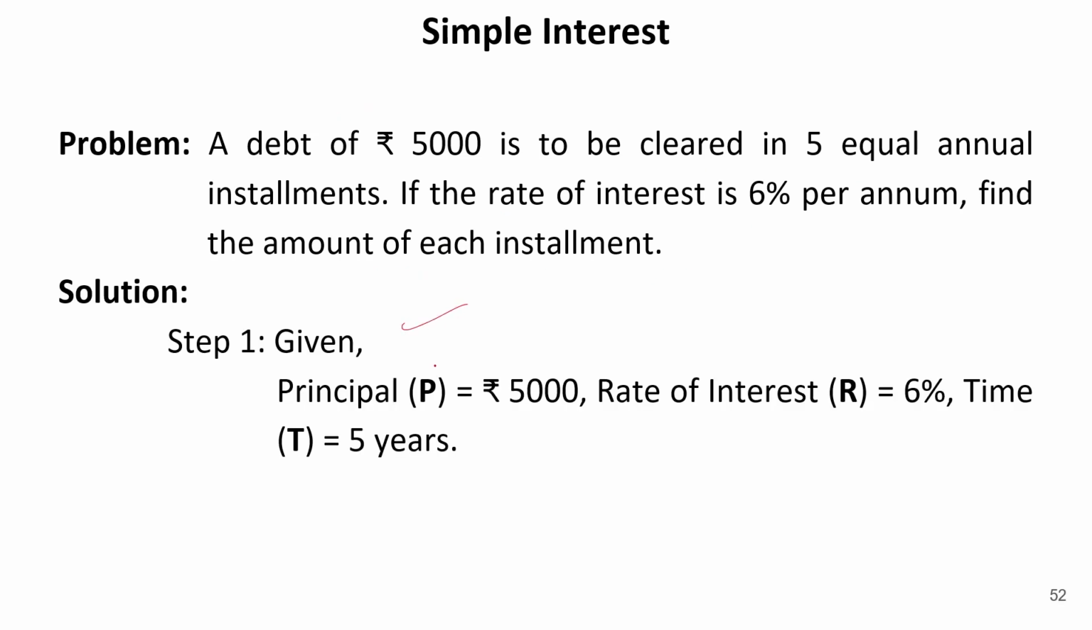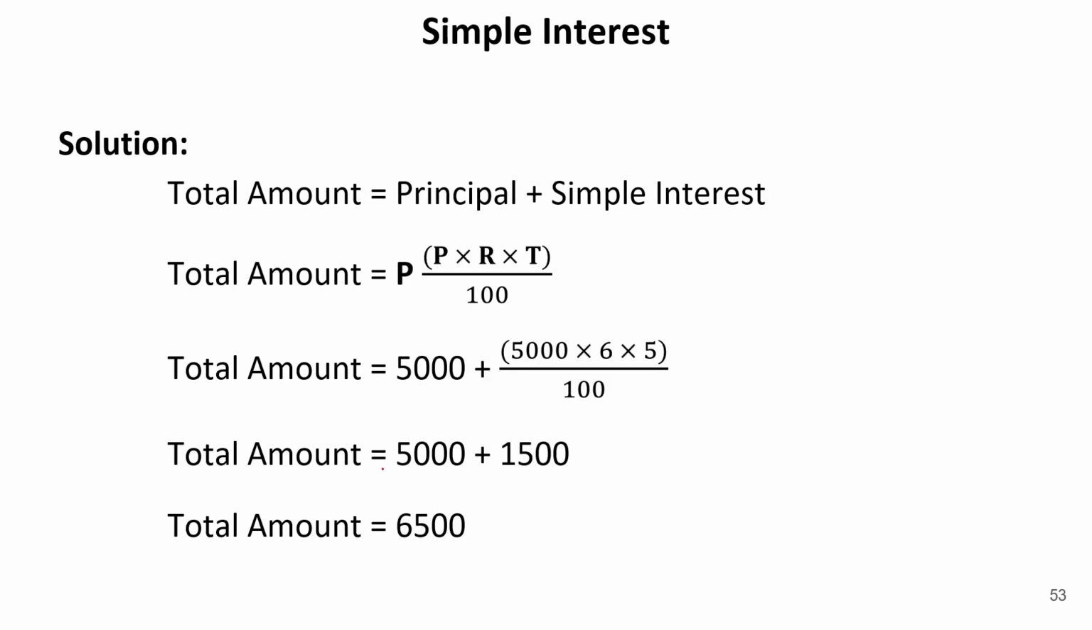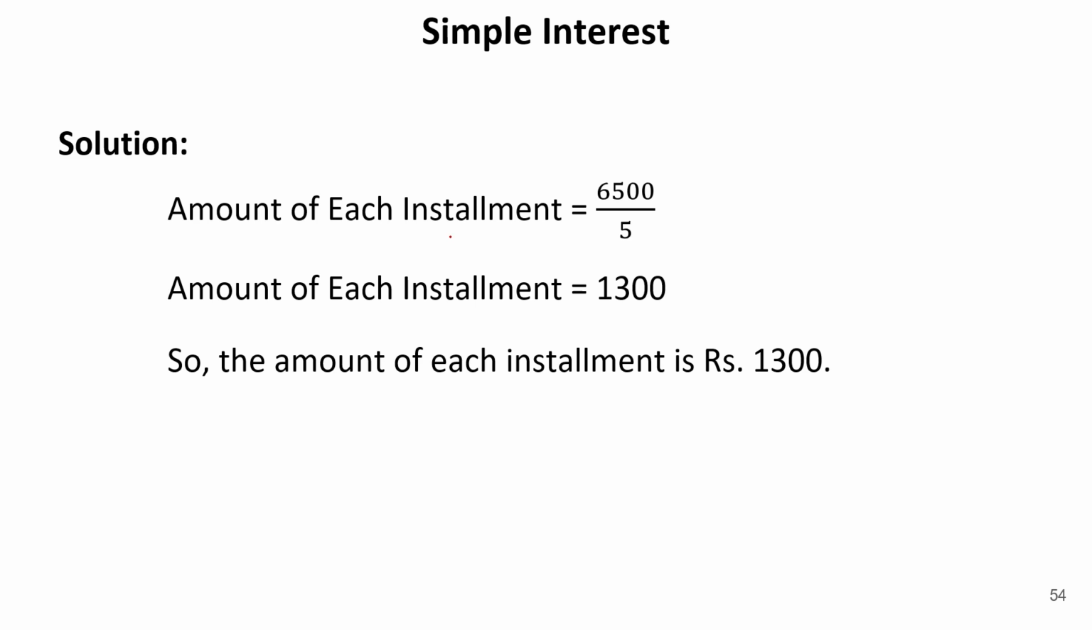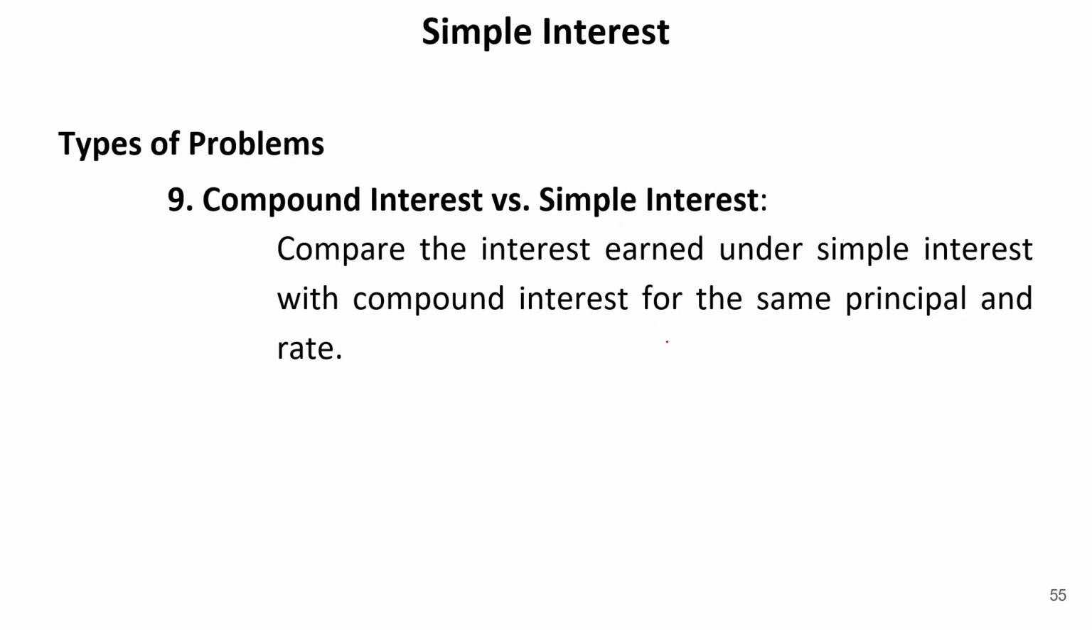So given that principal amount P is equal to 5,000 and rate of interest R is equal to 6% and time in years is equal to 5 years. So total amount is equal to what? Principal plus simple interest. So P plus PRT by 100. So total amount will be 5,000 plus 5,000 into 6 into 5 by 100, right? So cancelling out, we are left with 1,500 as simple interest. So it will be 6,500. So the amount of each installment will be 6,500 by 5, which is equal to 1,300. So the amount of each installment will be 1,300.